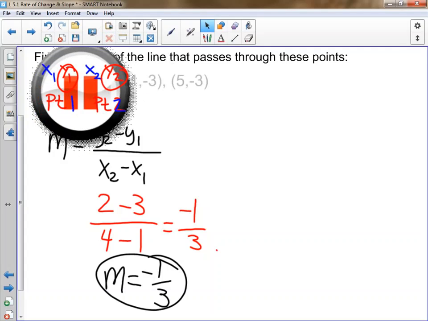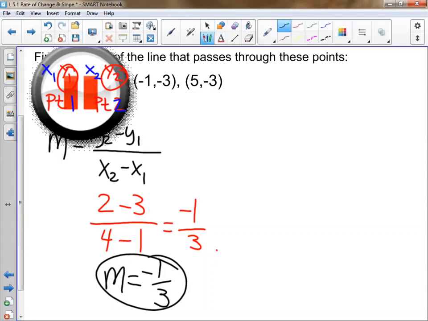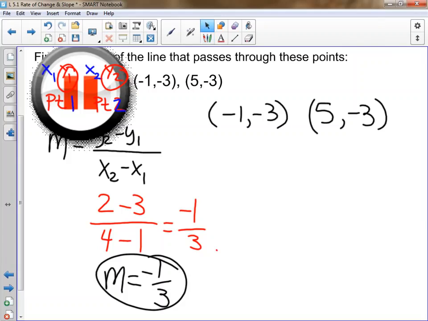So, here's a second coordinate. Negative 1, negative 3, and 5, negative 3. And for some reason, my smartboard is messing up, so I'm going to rewrite it over here. Take a second, hit the pause button, and calculate the slope for these 2 points, and then hit resume when you're finished, and I'll show you the answer.